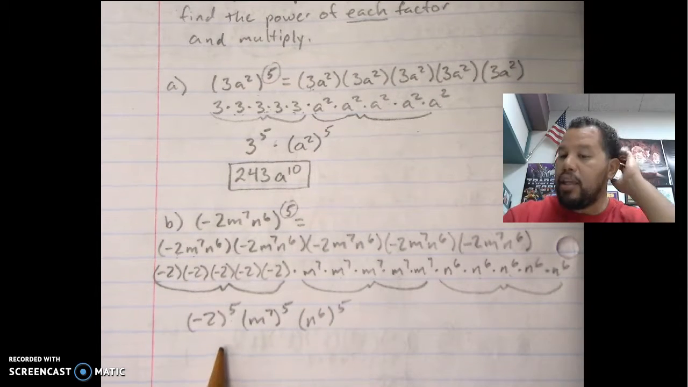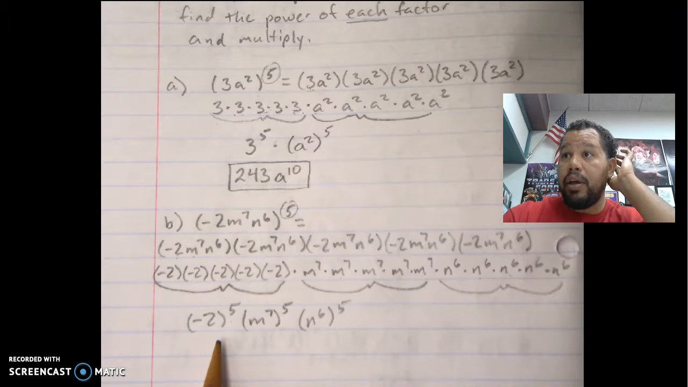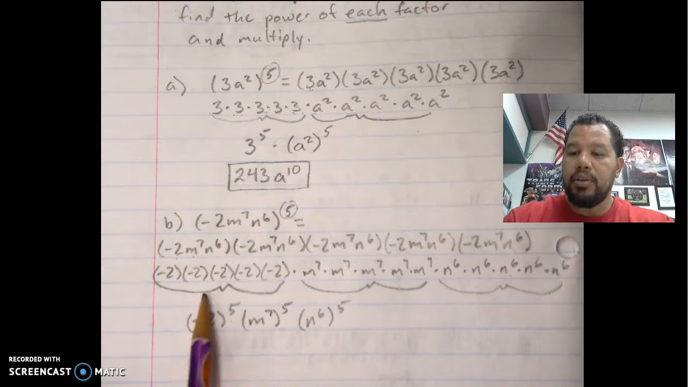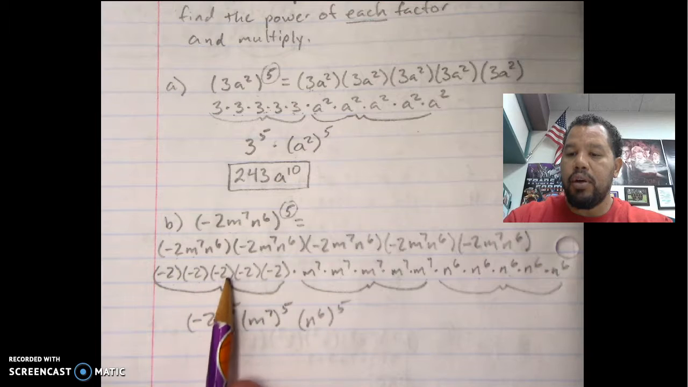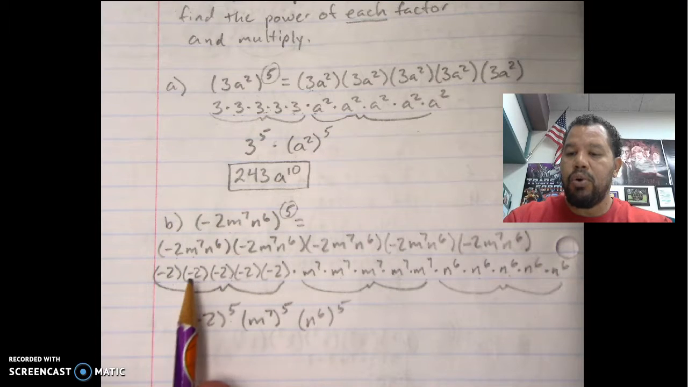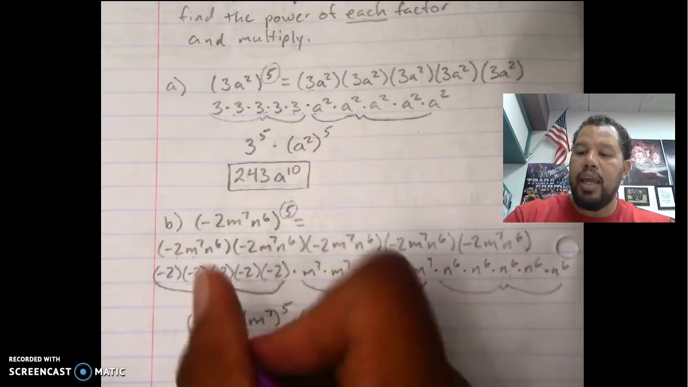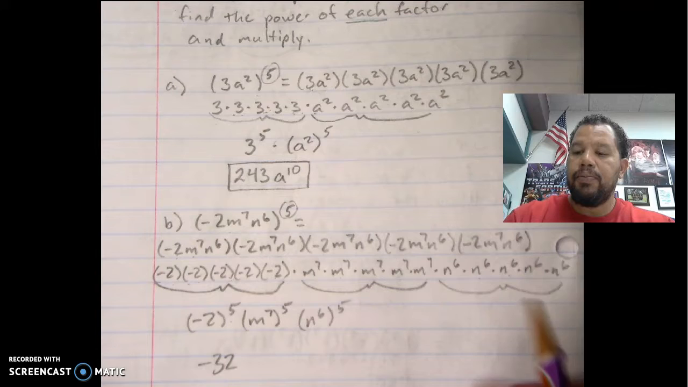So now I can use my power of a power rule. So here I'm just going to multiply. Negative 2 times negative 2 is 4. Again, I have negative 2 times negative 2 is 4. So that's 4 times 4, which is 16. And then 16 times that negative 2 gives me a negative 32.